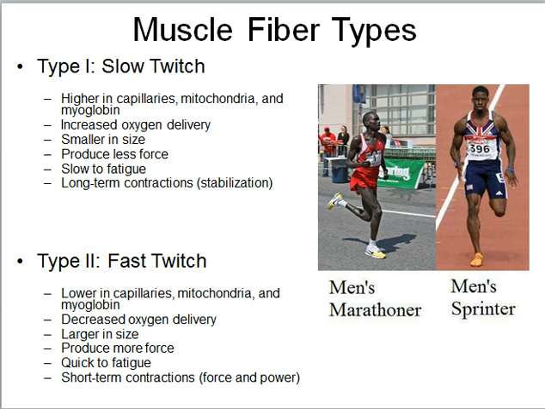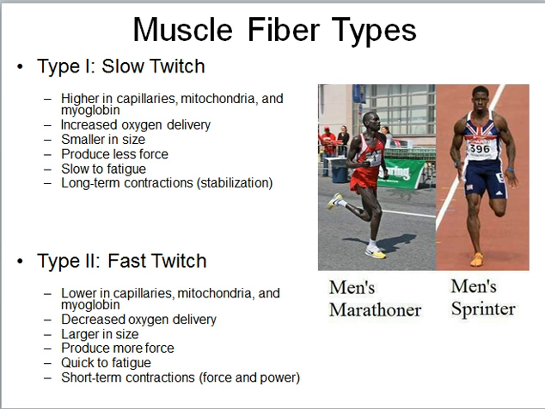So they're smaller and they produce less force. When they produce less force, that means they can go longer. So they're slower to fatigue. So lots and lots of slow twitch muscle fibers, but because they don't produce a lot of force, they produce more of an endurance characteristic. They're going to be smaller and they're slower to fatigue.